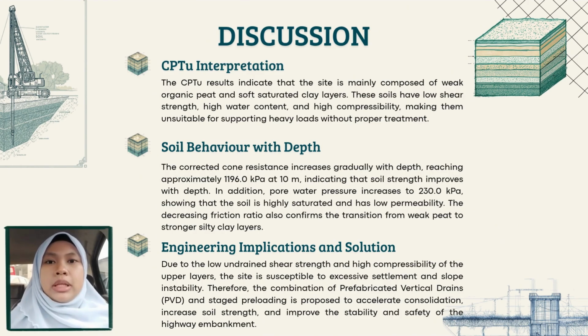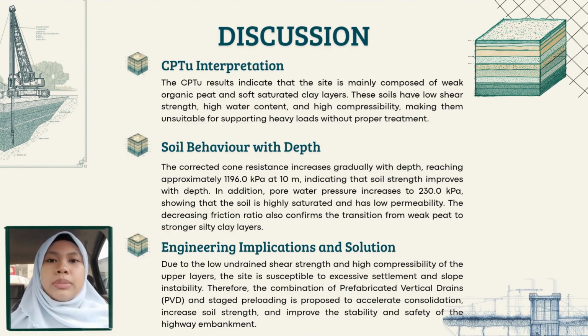So based on the CPTU result obtained from the case study, it can be observed that the subsurface profile mainly consists of organic peat and soft silty clay. This type of soil is commonly associated with low bearing capacity and high settlement potential, which can create challenges during construction. As the depth increased, the corrected cone resistance also increased, indicating that the soil becomes stronger and denser. At a depth of 10 meters, the corrected cone resistance reached approximately 1196 kPa, suggesting the presence of a stronger silty clay layer that can provide better support for engineering structures.